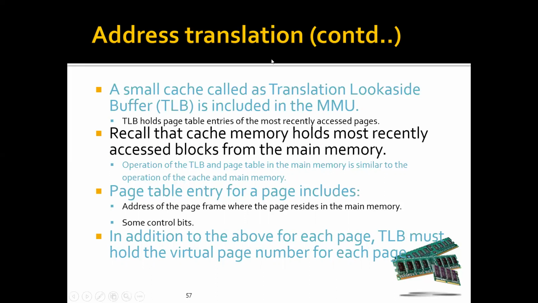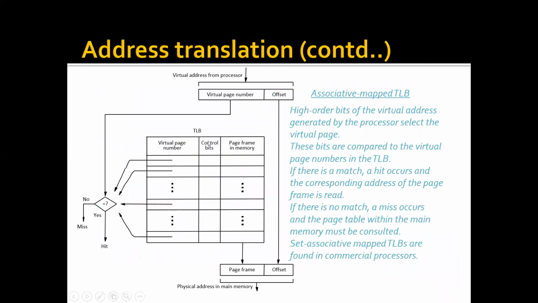So like in our cache memory, we hold recently accessed blocks. Here also, the TLB stores the recently accessed pages. So what does it store? It stores the page number, frame number, and the control bits. Now what will the processor do? This is the address generated by the processor, which has page number and offset. Before searching in the PMT, first it searches in the TLB. The TLB contains the page number and the corresponding frame number with the control bits.